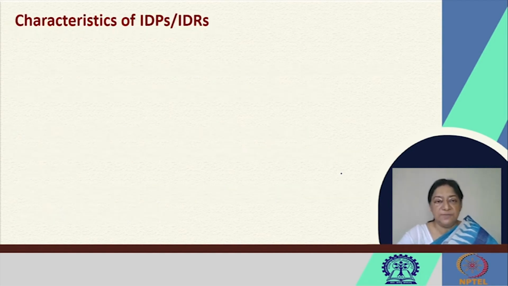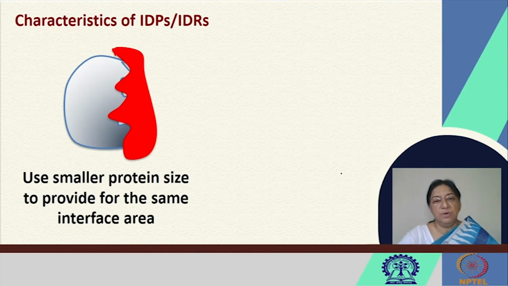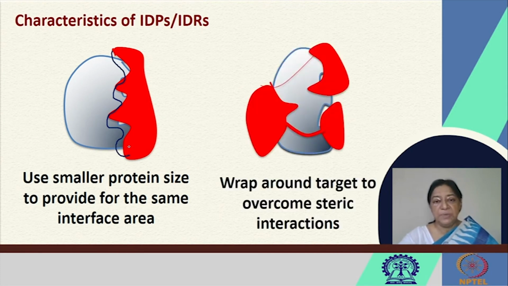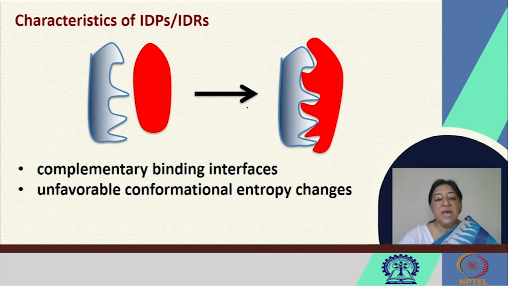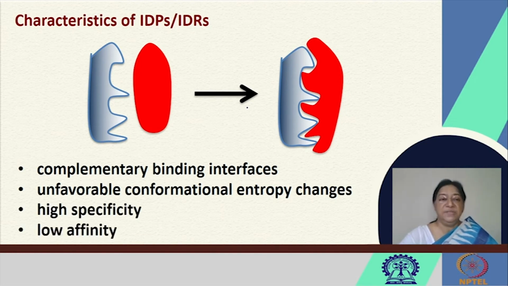If we look at the characteristics of these IDPs and IDRs, they often use a smaller protein size to provide for the same interface area, because we do not have a specific scaffold of another protein that has to have a specific protein-protein interface. Since these portions are flexible, they can form an interface using a smaller protein size. They can also wrap around the target to overcome steric interactions. Because of their flexibility and lack of structure, they have the ability to interact in a different fashion. Also, they can have complementary binding surfaces. There are unfavorable conformational entropy changes, high specificity, but low affinity.